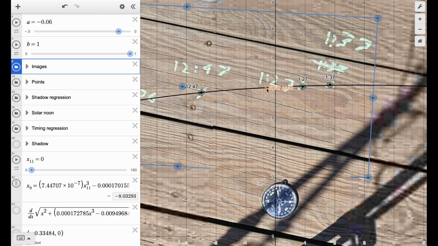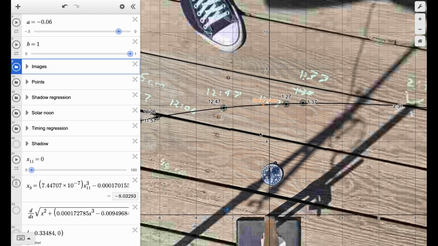Hopefully you're able to see that. It occurs very slightly to the left. Of course, this could be an issue with my data points and the regression, but it could also just be that I had an error with reading where north was. The compass sometimes isn't exactly reliable.